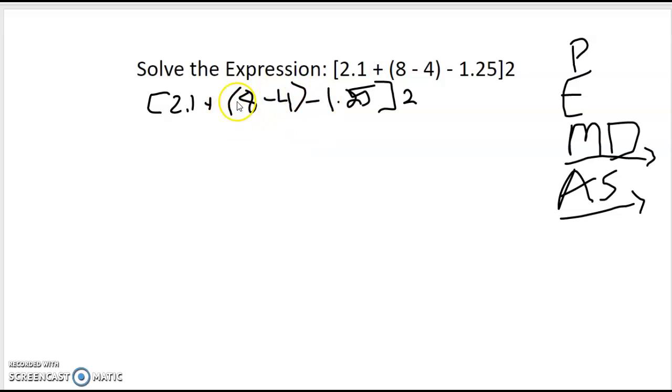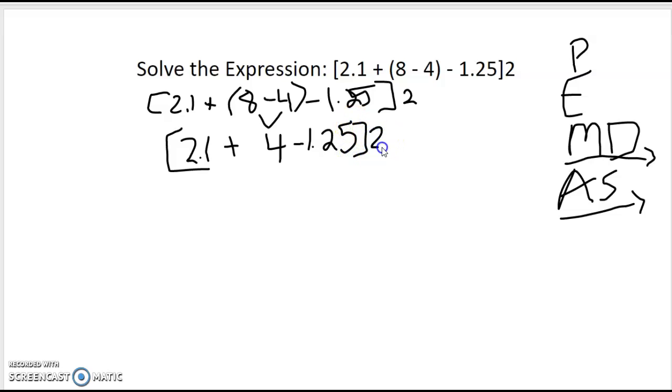Okay, going to my parentheses first, I'm going to subtract 8 minus 4, that is 4. I can drop my parentheses because that is all the operations inside of it, and I don't have a number right on the outside of it to tell me to multiply. So I'm going to drop my parentheses, but rewrite everything else exactly as I see it. Not forgetting my 2. I don't want to forget my 2.